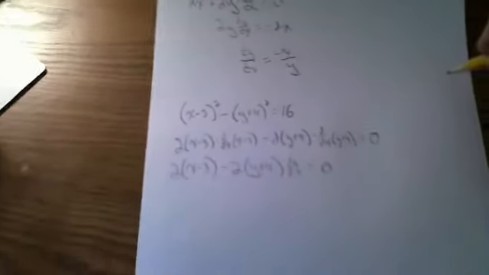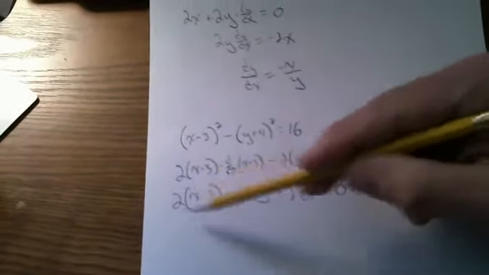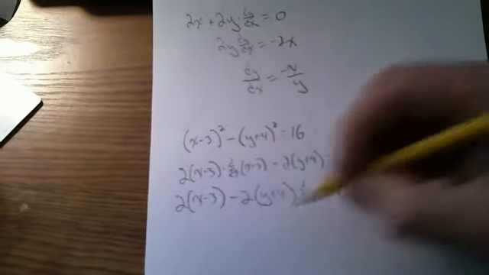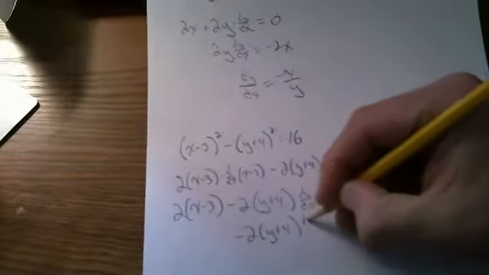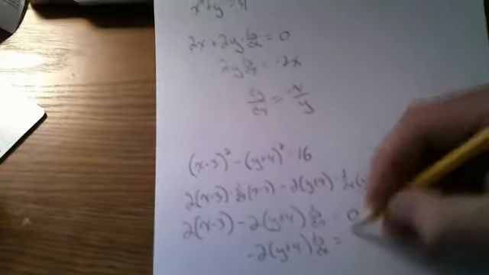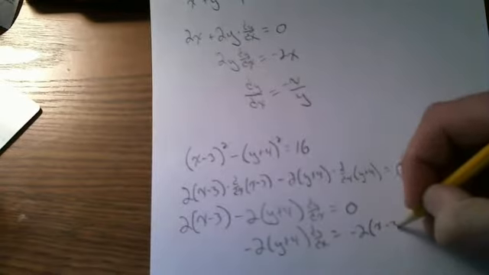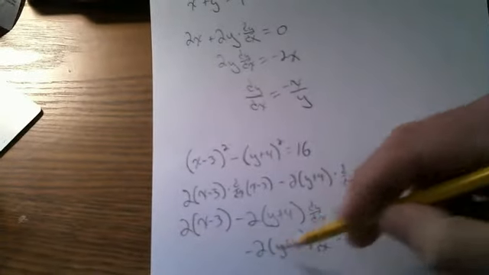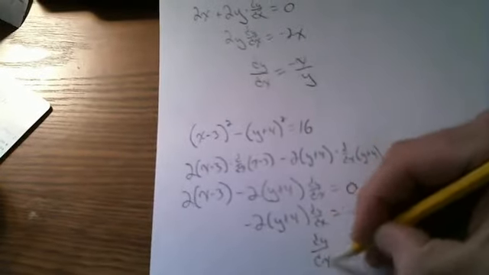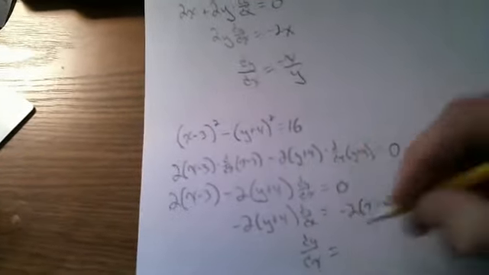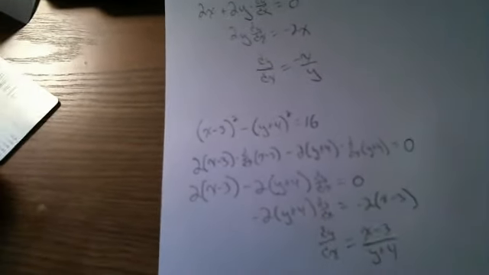Bring that 0 down. So now we just have to solve for dy dx. So I'm going to subtract that and bring it over there. So negative 2 times y plus 4 dy dx equals negative 2 times x minus 3. And now I'm going to divide by negative 2 times y plus 4. So dy dx equals, and the 2's are going to cancel here, x minus 3 over y plus 4.